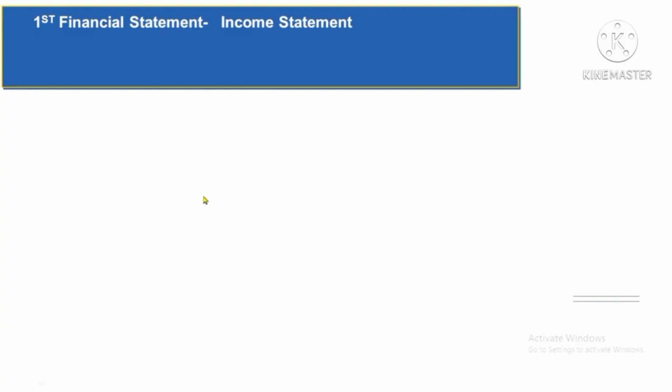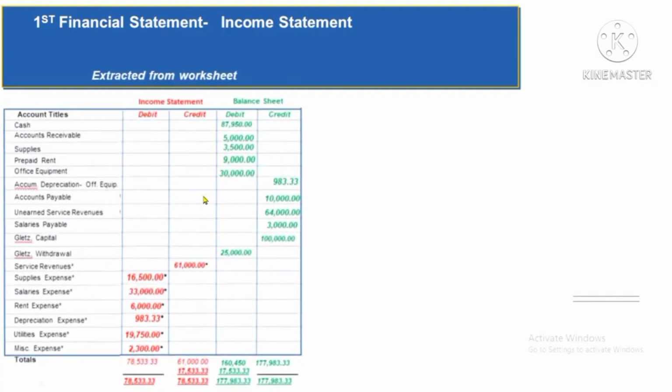So I have here a portion of the worksheet which only includes the account titles and the last 4 columns of the worksheet, because they will act as a guide in the preparation of the financial statements. As you can see here, we have the red colored fonts which pertain to the income statement. So these details, you just have to rearrange in a document format.